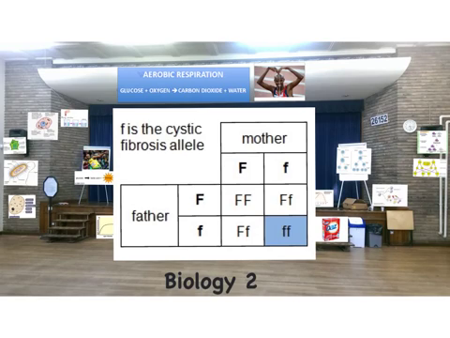Some features are controlled by a single gene. Genes can have different forms called alleles. Some alleles are dominant and some are recessive. We can construct genetic diagrams to predict characteristics.